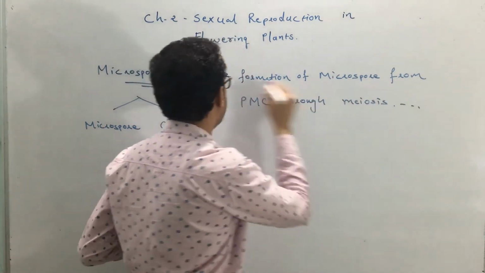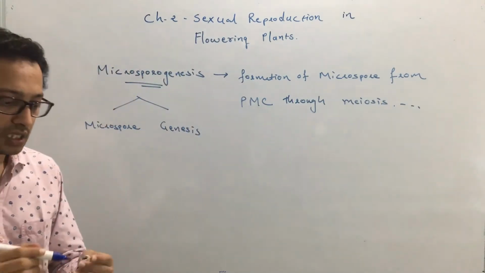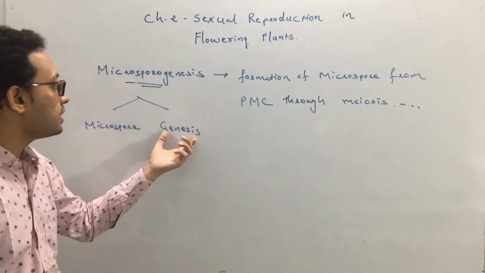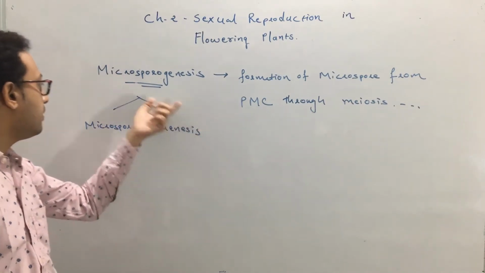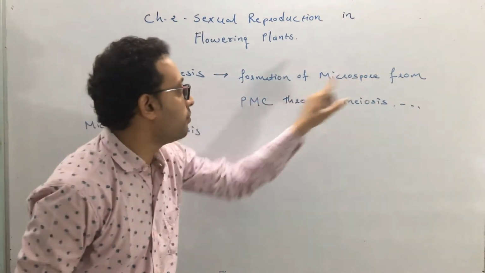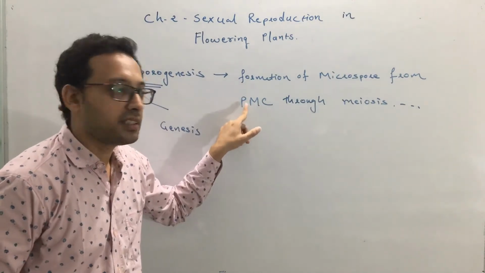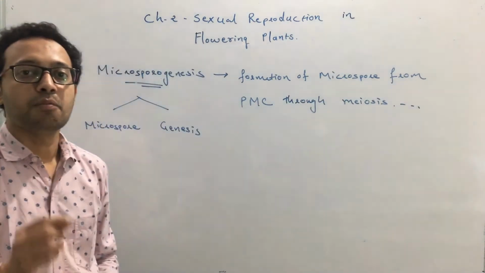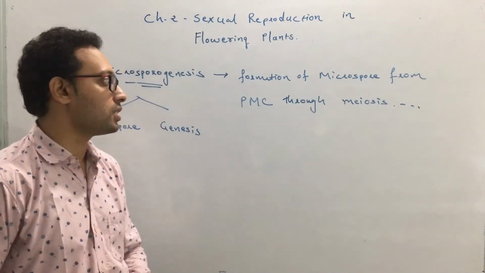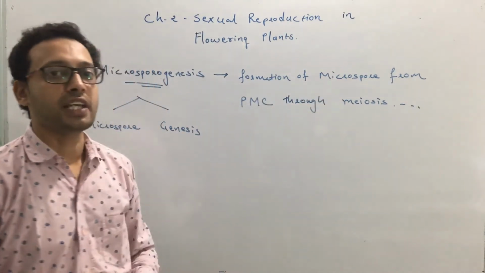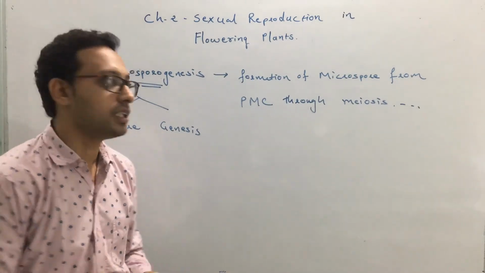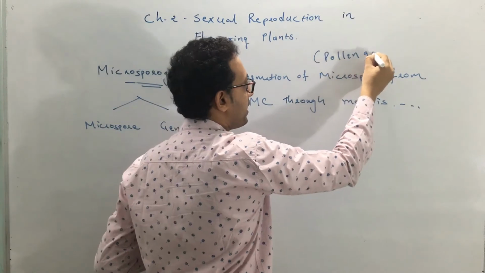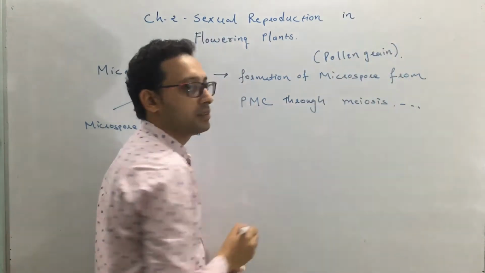Okay, that is called microsporogenesis. I again repeat, what is the definition of microsporogenesis? It is a process of formation of microspore from which cell? Pollen mother cell. Through which process? Through meiosis. It is called the microsporogenesis process. This microspore can also be called a pollen grain. What's another name of microspore? Pollen grain. So we have to learn how these pollen grains are going to be formed.